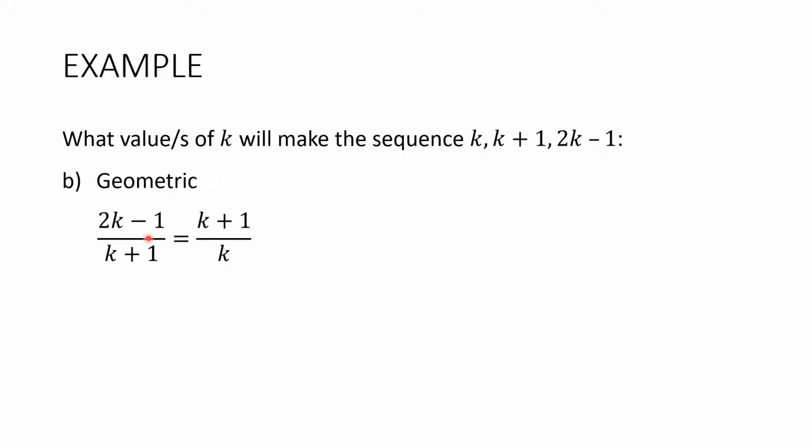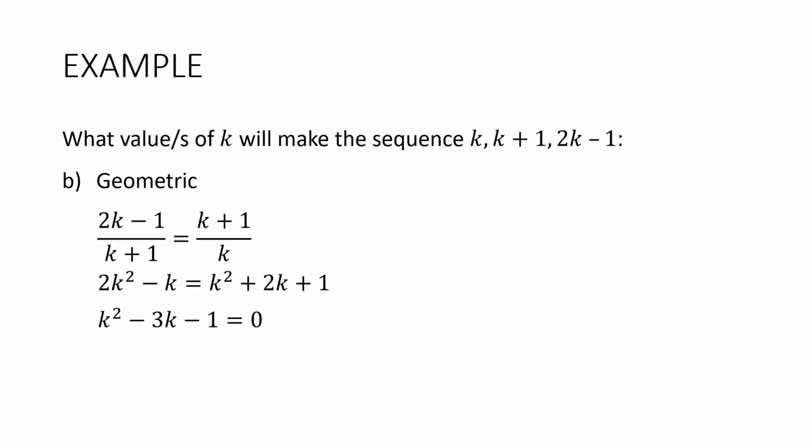We're going to cross multiply here, and that's where our brackets are going to come in. So I'm going to get 2k minus 1 multiplied by k equals k plus 1 all squared. I've expanded those out. Okay, so 2k squared minus k equals, this is k plus 1 all squared, expanded. Now taking everything over this side, I'm going to get k squared minus 3k minus 1 equals 0.